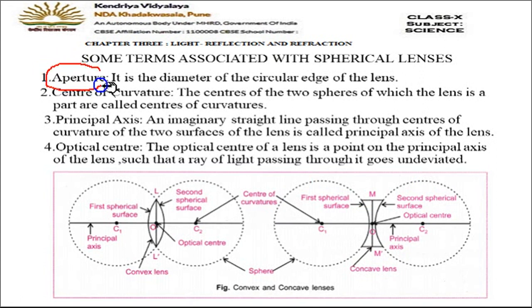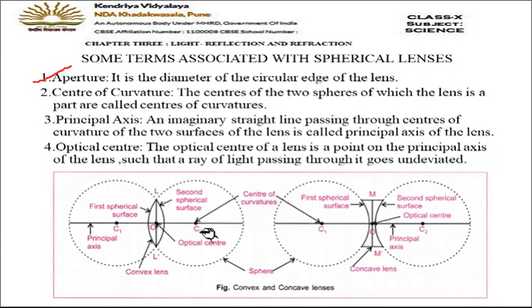Now, come to the definitions again. The first definition is aperture. You have studied aperture in the case of mirrors also. The width of the mirror, the diameter of the mirror, is known as the aperture, and the same definition applies to lenses. Aperture is the diameter of the circular edge of the lens. This vertical line which you can see here is known as the aperture. Here you can also see the line MM dash, and here the line LL dash. This width, this diameter, is known as the aperture.